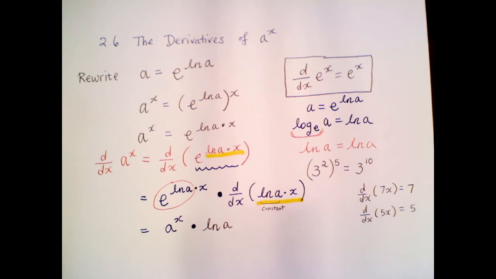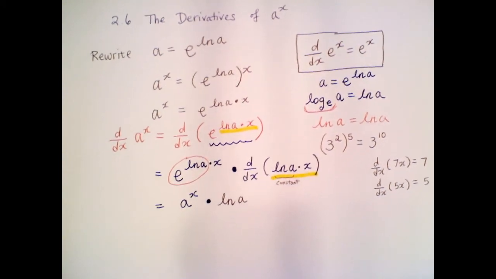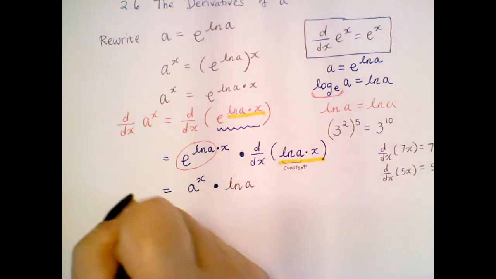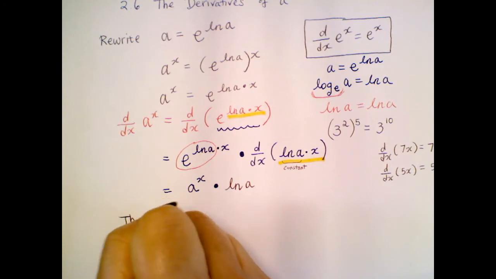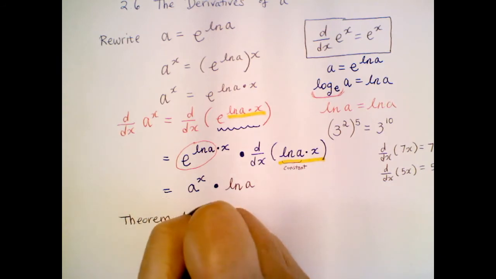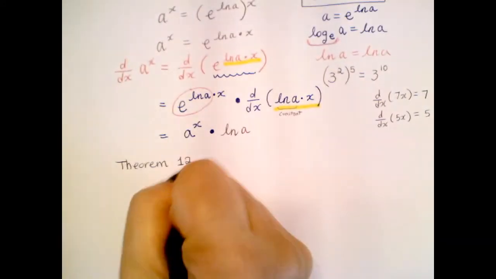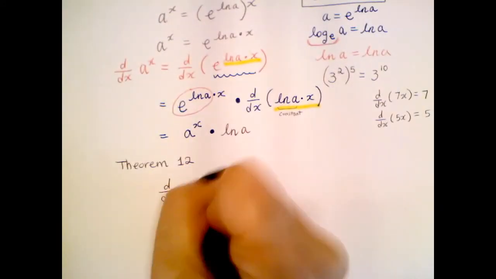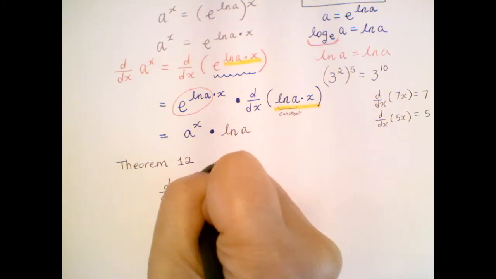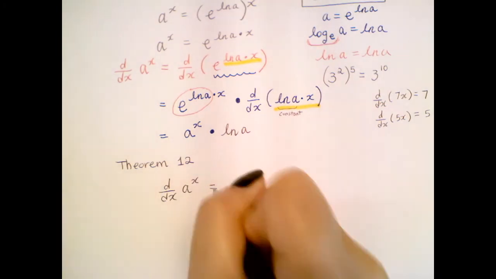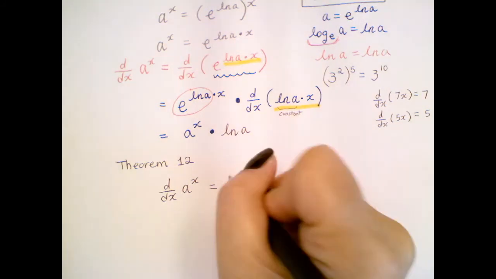And in our textbook, it's called Theorem 12. That states that, let me just write that down here. The derivative of a to the x is equal to, and I think they write the natural log of a part first.